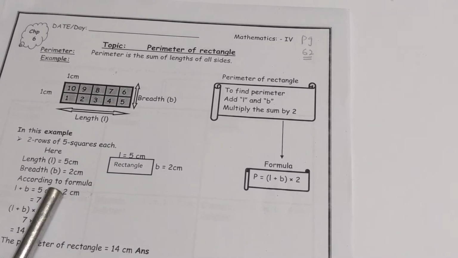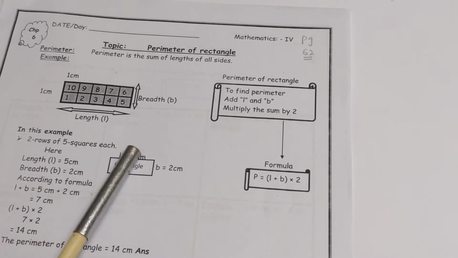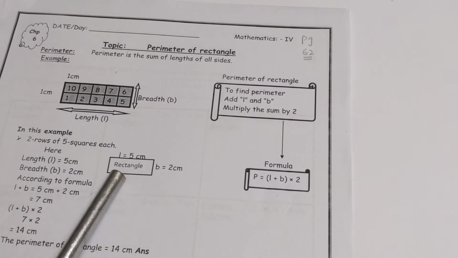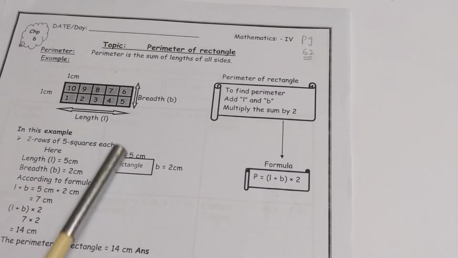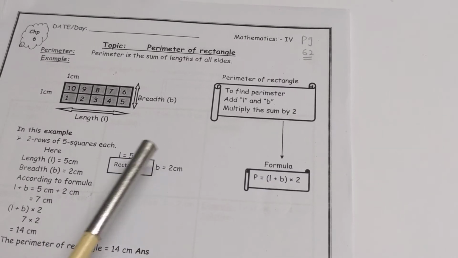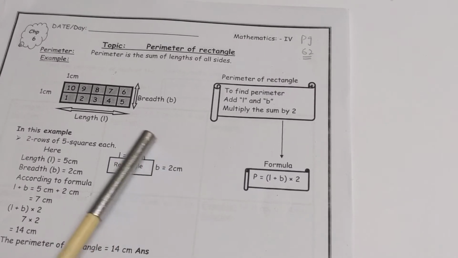So according to the formula, we can convert this. You can see this rectangular box in this shape. This one is the rectangle. Length is 5 centimeter and breadth is 2 centimeter. Now you have to find the perimeter of this rectangle.